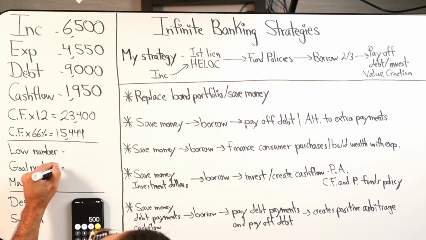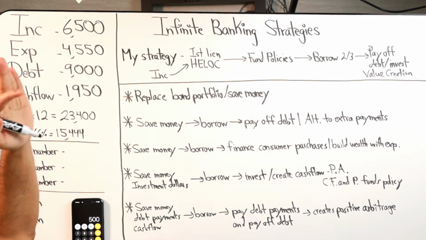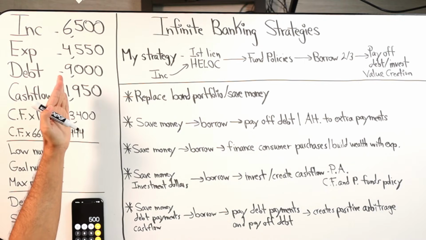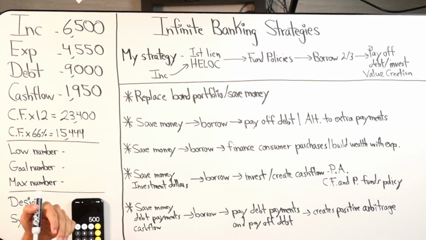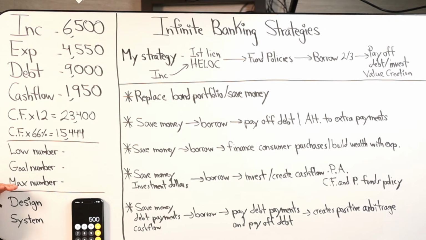So there are three numbers I gather when I'm talking to a client, whether you're watching my YouTube channel, a follower, or anyone that comes into my ecosystem. When we get on a phone call together, there are three numbers I'm trying to figure out before we implement the infinite banking strategy, the infinite banking concept. The first is the low number. What's the number I know I can do no matter what, with my eyes closed, that will get funded?